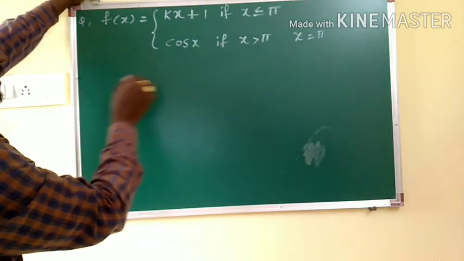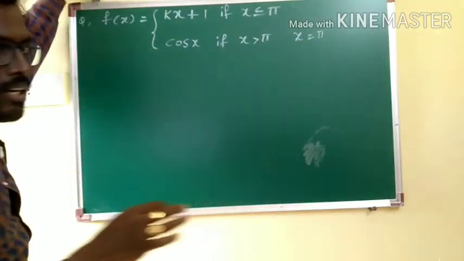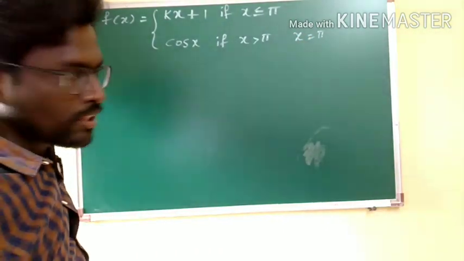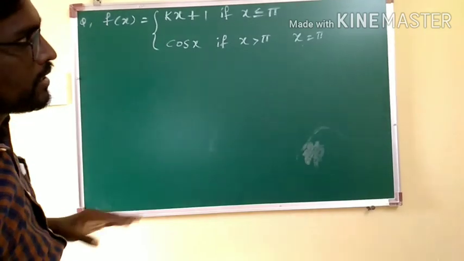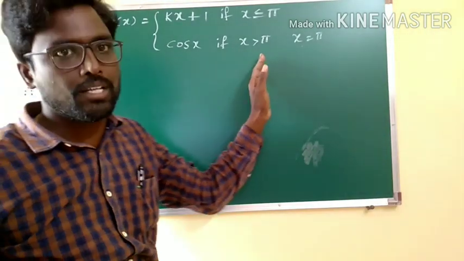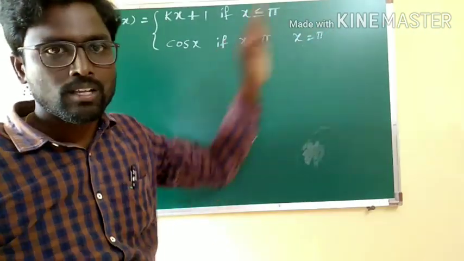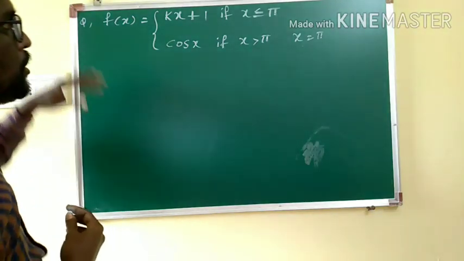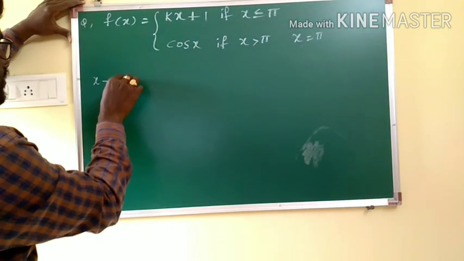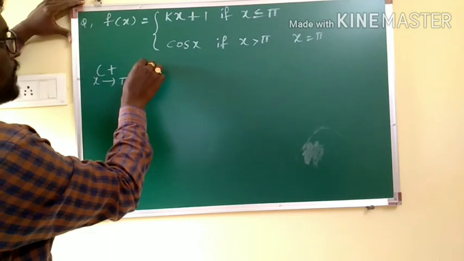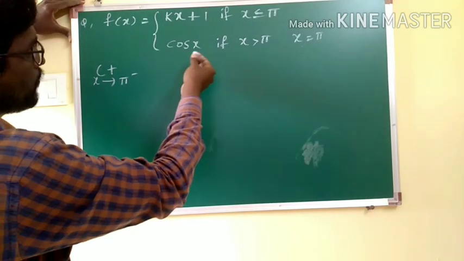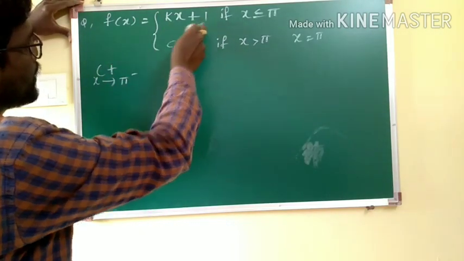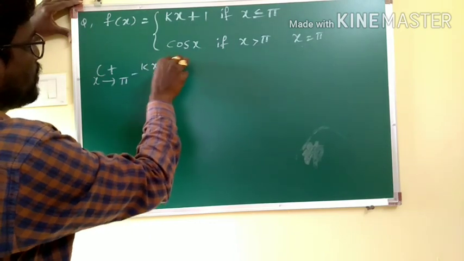First we'll calculate. Since it is continuous at x equal to pi, according to the concept we'll take the continuity definition: left hand limit is equal to right hand limit, equal to the function value at pi, that is f of pi. Okay, what is the left hand limit? Limit x tends to pi minus f of x. Pi minus f of x in the sense, definitely we'll be taking kx plus 1.